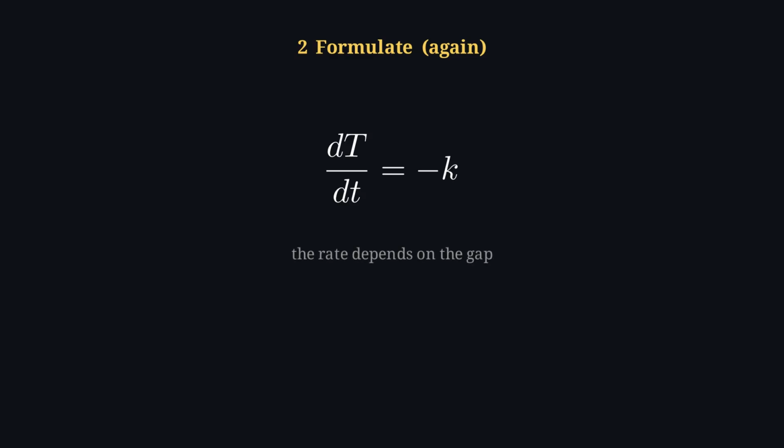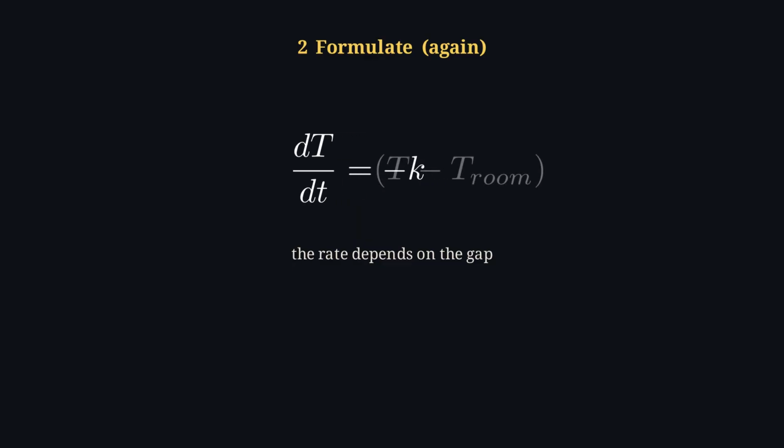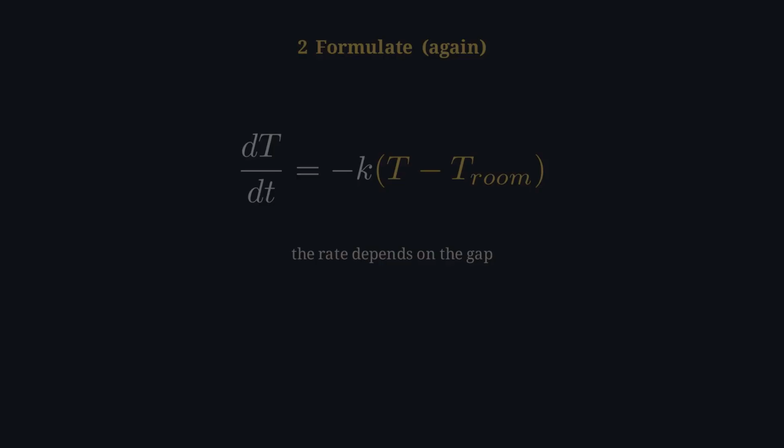So back to formulating. Here's the fix. The coffee doesn't cool at a constant rate. It cools faster when it's much hotter than the room, and slower as it gets close. The rate depends on the gap. So we write, the change in temperature is minus K times T minus the room temperature.